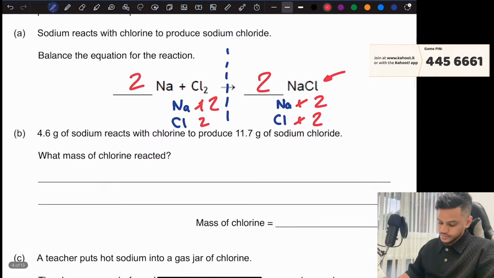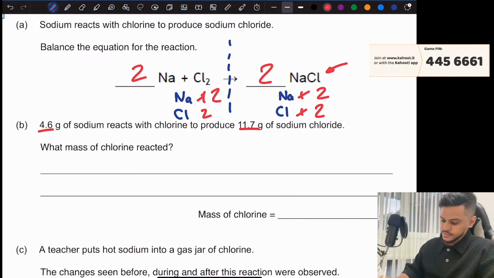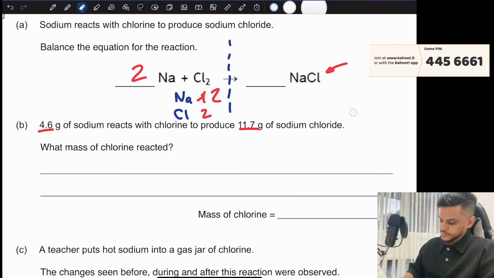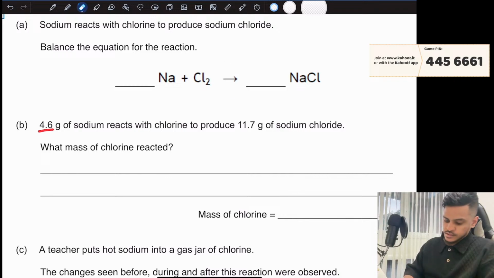Smashing it. What is the mass of chlorine reactive? Does anyone know what to do here? I'm going to rub out all of this stuff here. So calculation, chemistry calculations. I know loads of people don't like chemistry calculations.